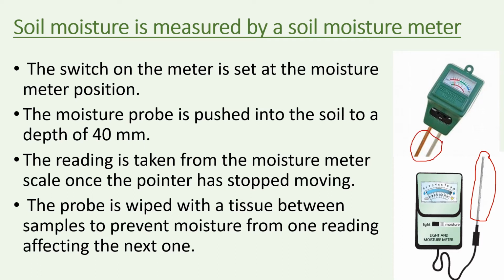The probe has to be pushed into the soil at an equal depth, for example, 40 millimeters. The reading is then taken from the moisture meter scale once the pointer has stopped moving. So that's just this bit here. And then the probe is wiped with a tissue between samples to prevent moisture from one reading affecting the next one. So let's look at the possible sources of error that might happen when you're doing a soil moisture reading.